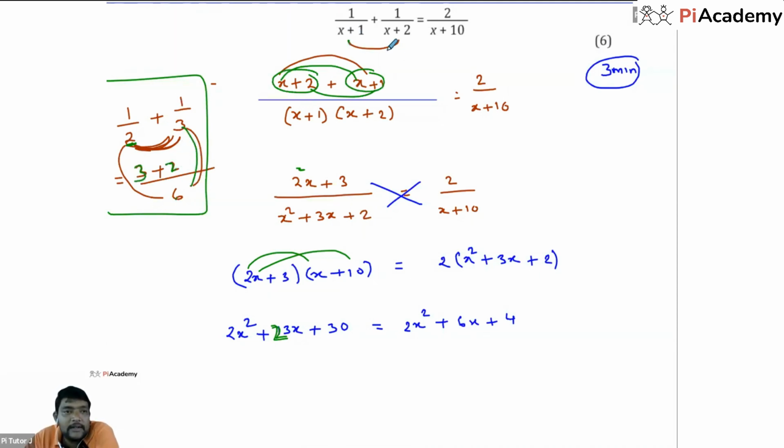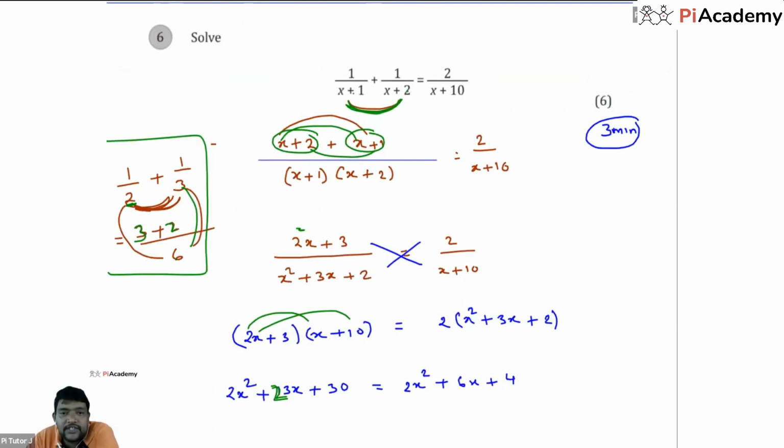Now here the common denominator is x plus 1 times x plus 2. So x plus 1 goes x plus 2 times, and x plus 2 goes x plus 1 times, because you can also do this. If you are confused about this, see, how do you make the common denominator?